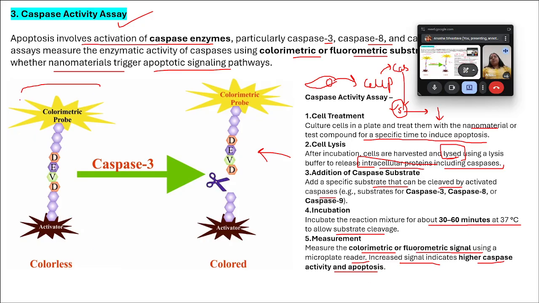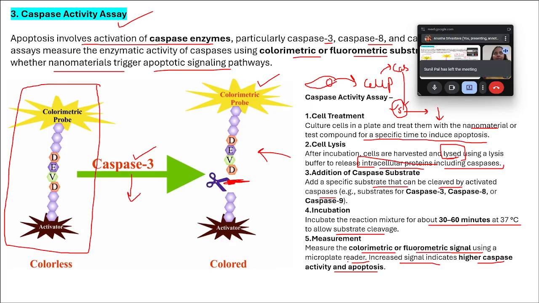Now suppose this is the probe that you are adding, this is the substrate, and suppose this is the fluorescent tag. Your cellular proteins from the lysed cells will have caspase 3. This caspase 3 will cleave this substrate, and it will lead to fluorescence emission. There will be differences in the fluorescence emission that you will observe, which you can record in a plate reader. Now this is the caspase activity test.